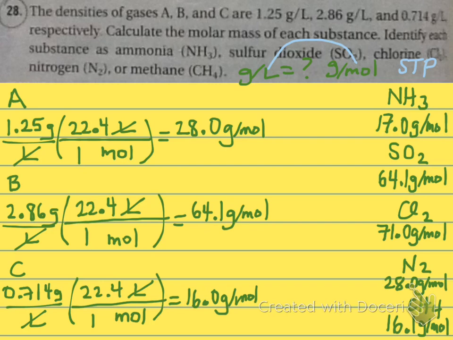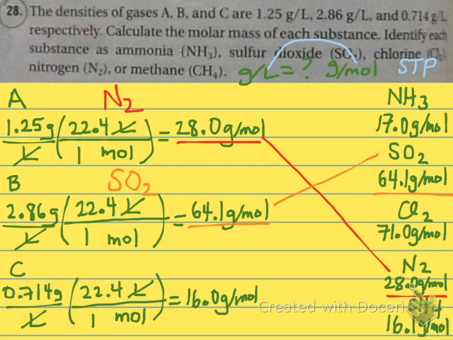So 28.0 grams per mole, 28.0 grams per mole. This is nitrogen. 64.1 grams per mole, 64.1 grams per mole. This is sulfur dioxide. And lastly, 16 grams per mole, 16 grams per mole. This is methane.